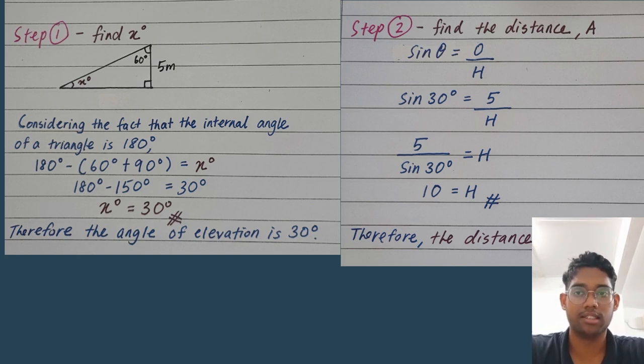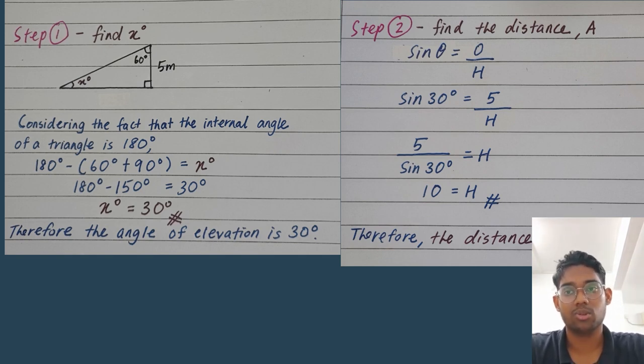For step 2, we have to find the distance that the character has to jump in order to reach the flagpole, which is distance A. We use our basic trigonometric knowledge for this, which is sine equals opposite over hypotenuse. In this case, the angle is 30 degrees. So sine 30 equals the opposite side. The value of the opposite side is already given, which is 5 meters. So sine 30 degrees equals 5 meters over h, where h is an unknown value. Now we're going to find h. If we bring the 5 to the other side, it becomes 5 divided by sine 30 equals h. That leaves us with an answer of 10. So h equals 10, therefore the distance A is 10 meters.